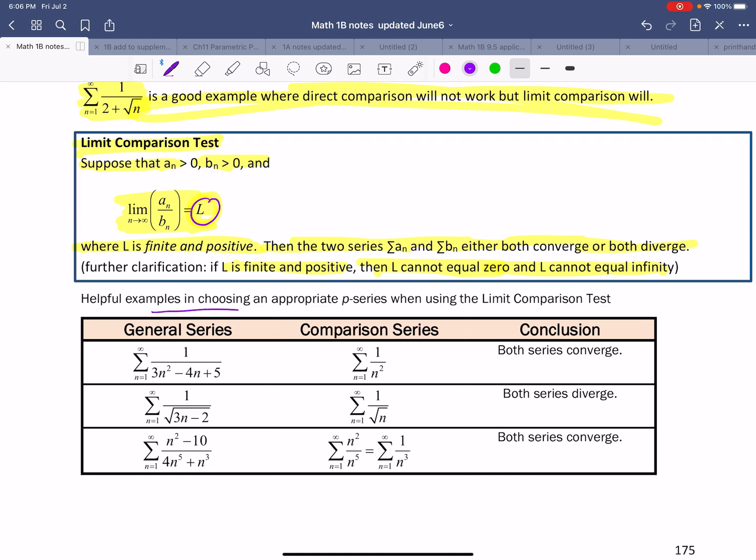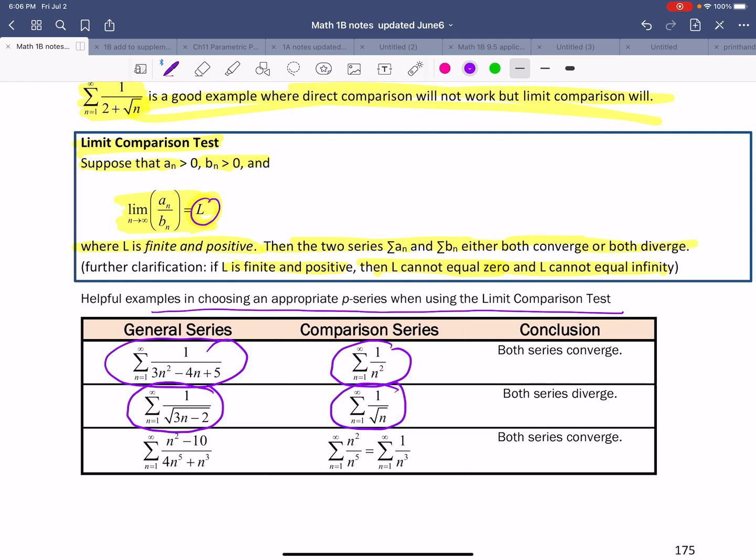So here are helpful examples in choosing an appropriate p-series when using comparison tests. If I'm trying to compare this series, I'm going to only care about the leading term. So I'm going to compare with this one. If I'm using 1 over square root of 3n minus 1, I'll be comparing with 1 over root n.